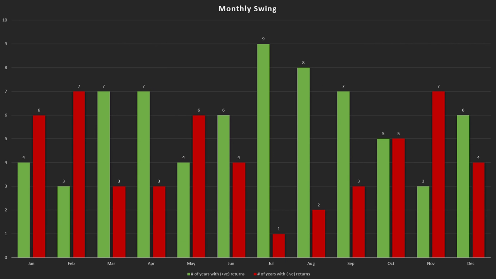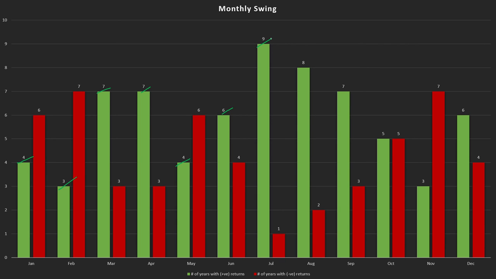Let's see the final graph, which is the monthly swing graph. And in this graph, we can see that January has given positive returns only 4 times in the last 10 years. February even less, only 3. March and April, 7 each. May again not very good, only 4. June it's okay, but July is very good for this sector.